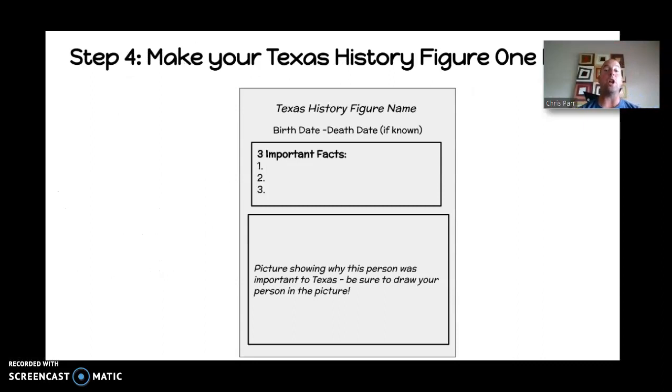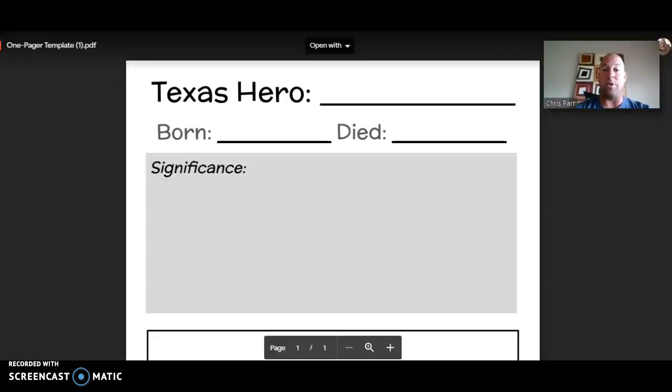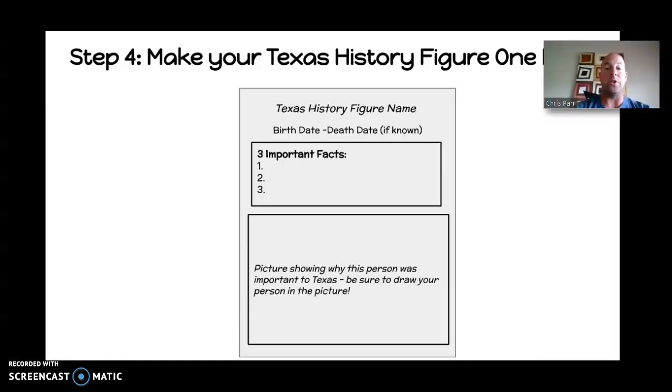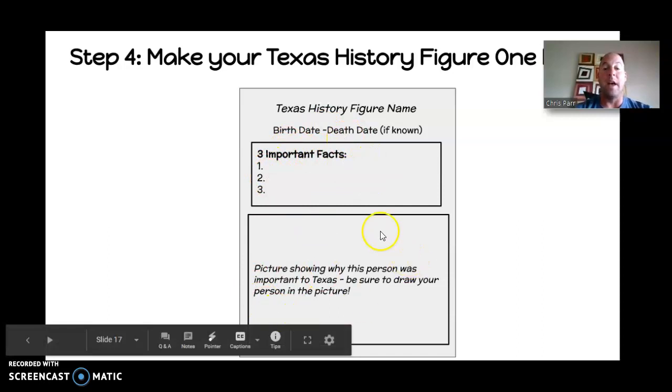Okay, now session 2, you're going to be making a one-pager. We have a template. It's shared through the lessons. It's right here, and it's also on this page here too. You have the name of your Texas history figure, birth date, death date, if known, three important facts. And here's our big thing: a picture showing why this person was important to Texas.